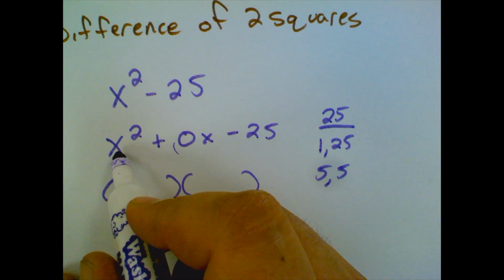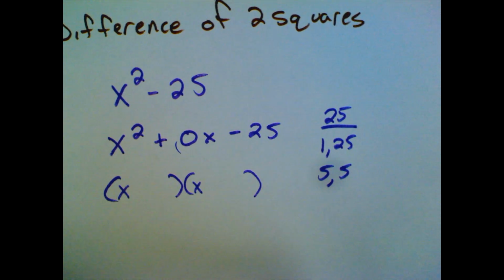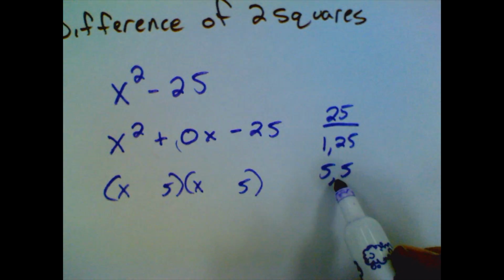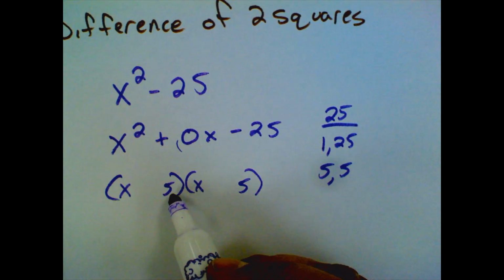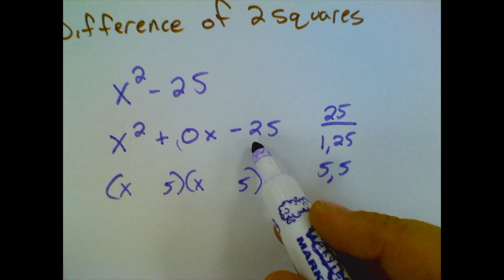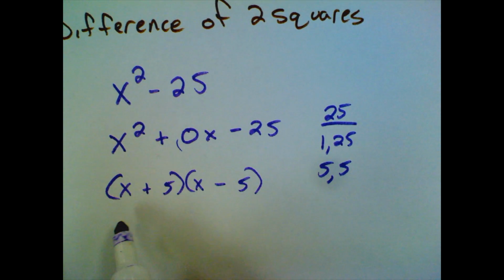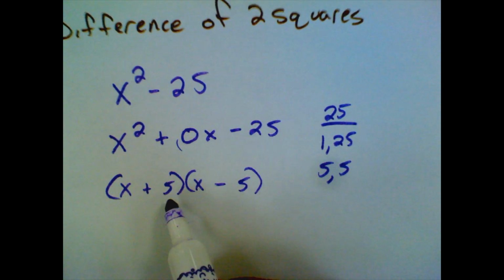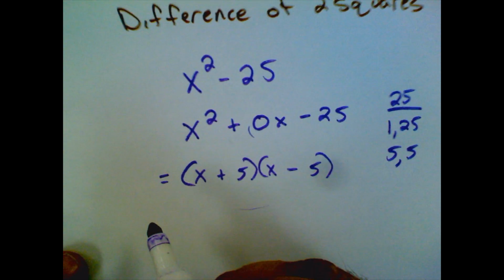So if we reverse FOIL, remember, we want to find two things that multiply to x squared. Well, the only thing that can happen is that, assuming both factors have an x in it. And we just found the pair that add or subtract to 0, right? So if I FOIL this, notice that the product of the last terms has to be negative, which means one of the signs is positive and the other one's negative. If I FOIL and check it, I get x times x. That's definitely x squared. Outside, I get negative 5x. Inside, I get positive 5x. That sum is 0. And then 5 times negative 5 is negative 25. So that works.